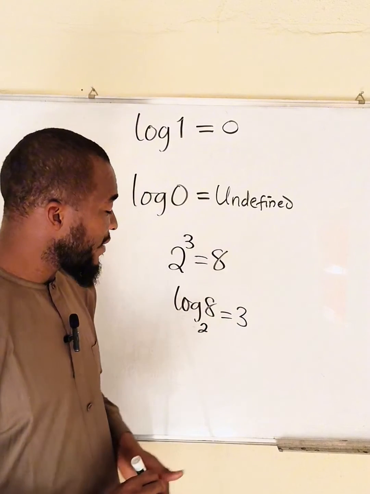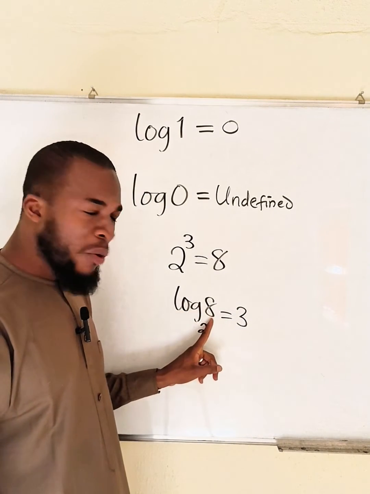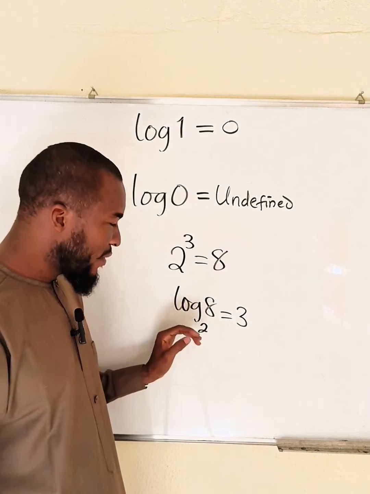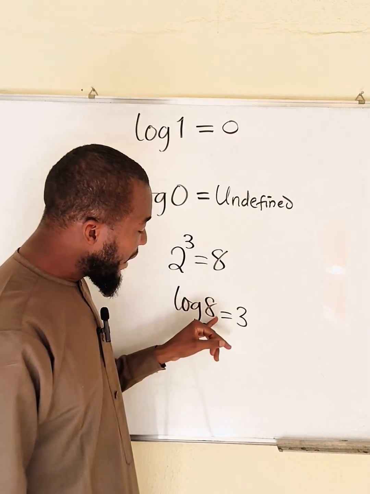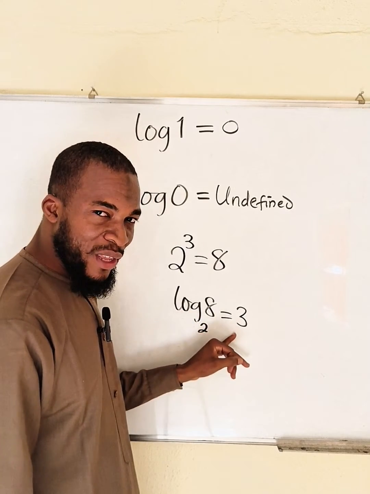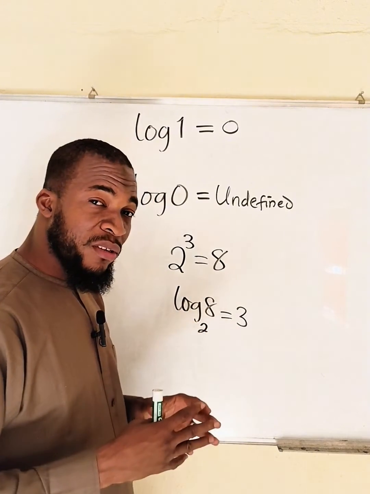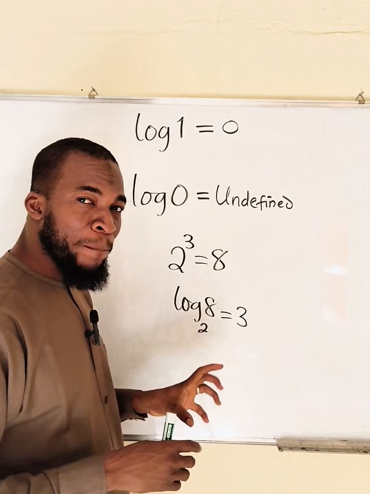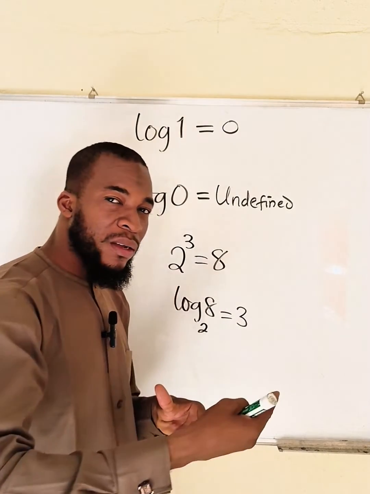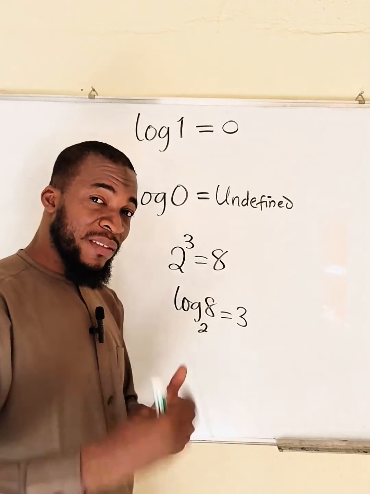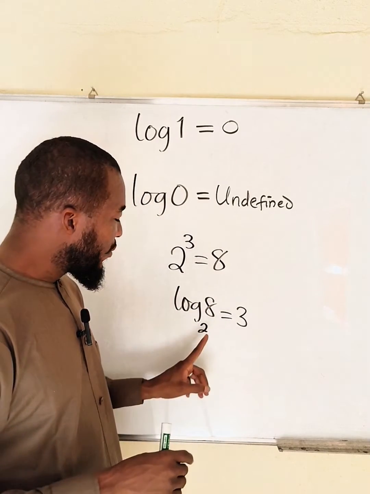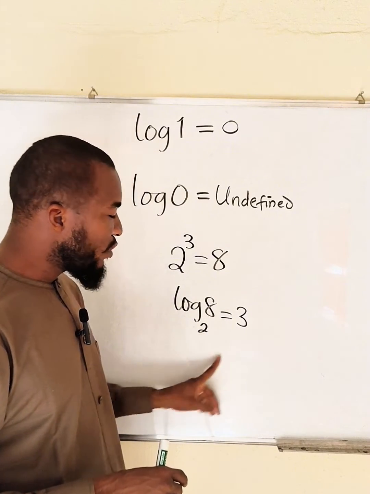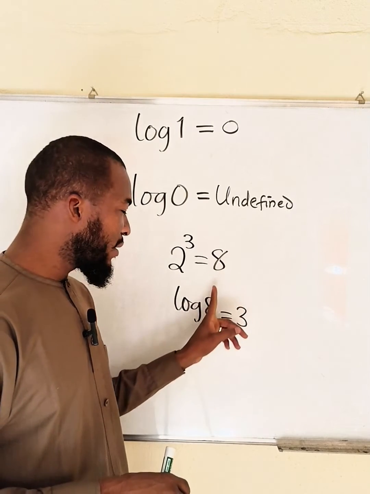So let us analyze it. Log of any number, not even 8, but in this case we are using 8 because we have this relationship. Log of 8 with the base of 2 is equal to 3. Why? Because according to definition, log of any number is the power, that means the result, is the power by which you have to raise the base to get that number. So you can only raise 2 to the power of 3 before you could get it.